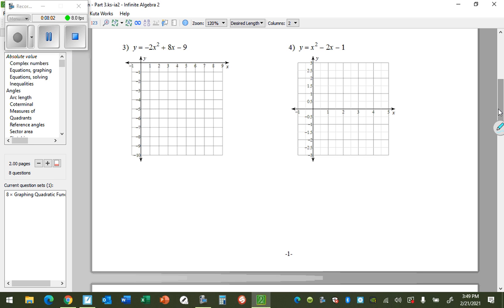So remember, to do this, we have to first start off by knowing our ABCs, quadratics. All right, so we're going to know our ABCs. So A is negative 2, B is positive 8, and C is negative 9.